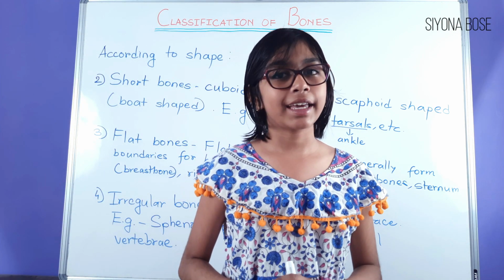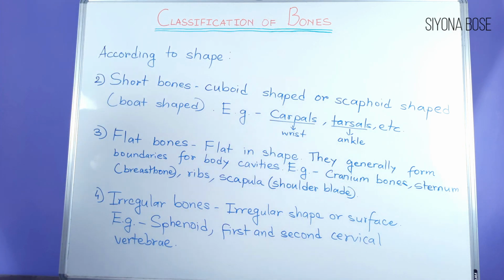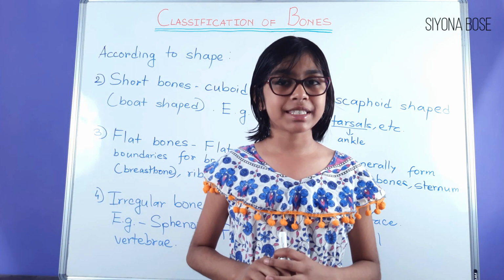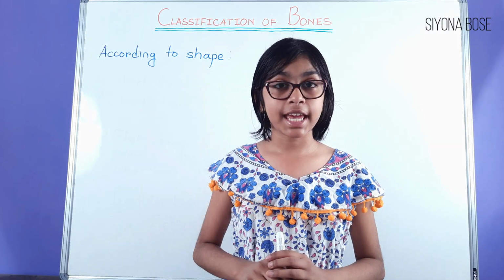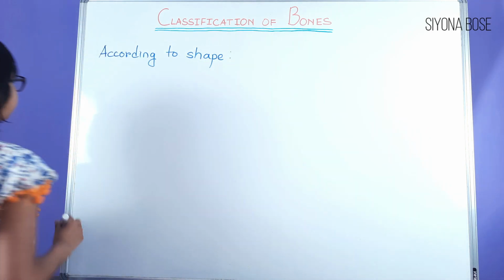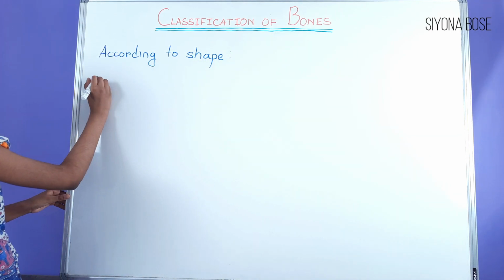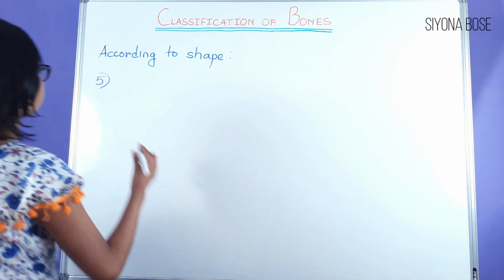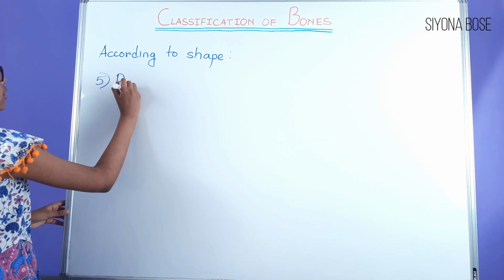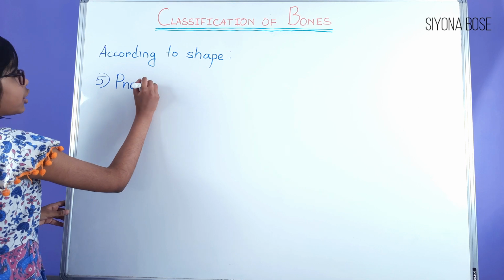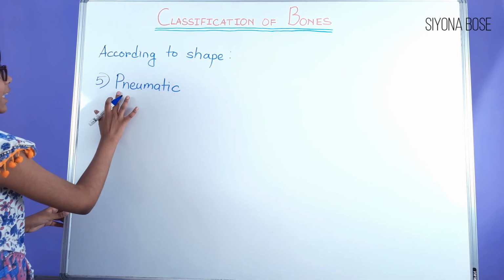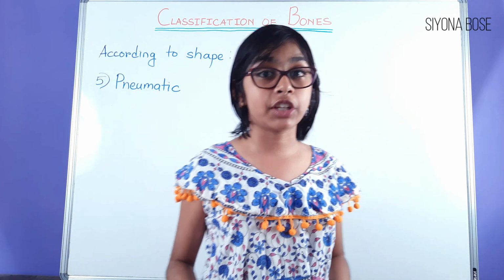Now you may take a look at the board. Moving on to the rest of the types. Let's continue. Pneumatic bones. Note that there is a P in the spelling of pneumatic.